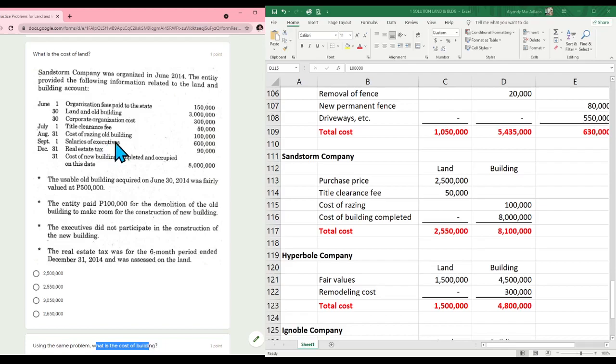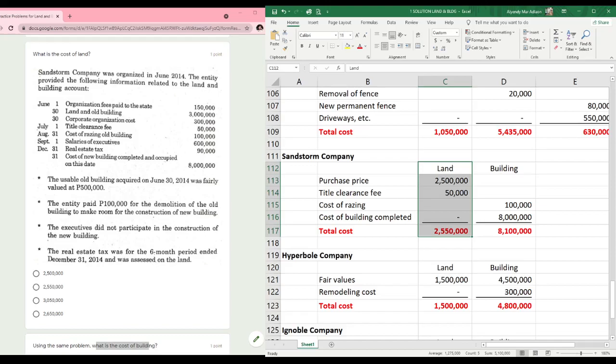Okay. Next, we have real estate tax. Okay. So, class, again, pag real estate tax, we only account it as part of the cost of the land if that pertains to the real estate taxes up to the date of acquisition. Okay? Beyond that date is already to be expense outright. Now take note, when did we acquire the land and old building? We acquired it on June 30, 2014.